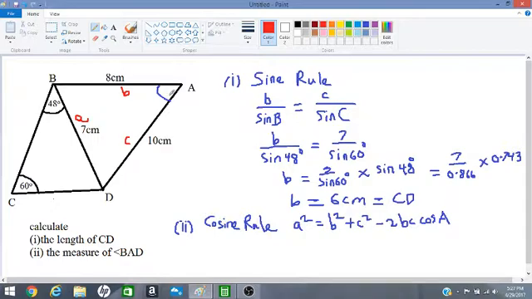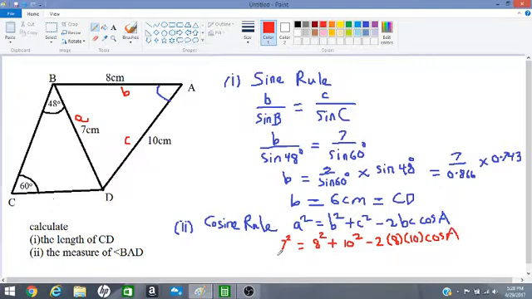We want to find that angle. Alright, so this is what we do. We substitute now. So a is 7. We have 7 squared equals b is 8, so that'll be 8 squared plus c is 10, that's 10 squared minus 2 times b times c. Remember, c is 10, b is 8. Cosine A.